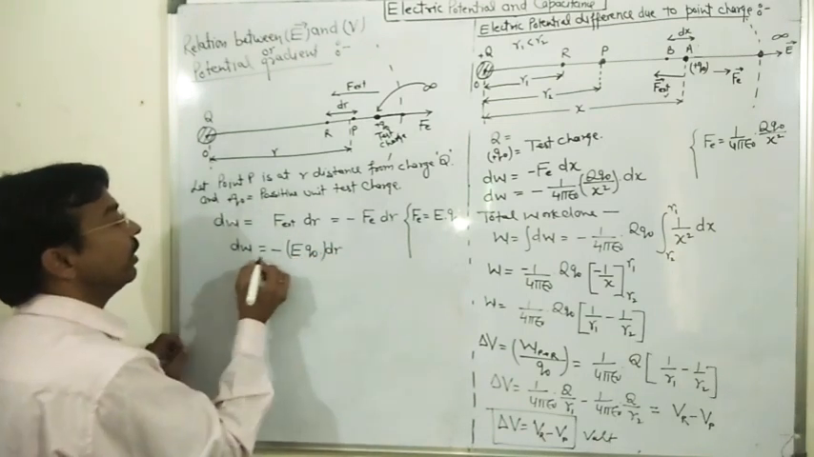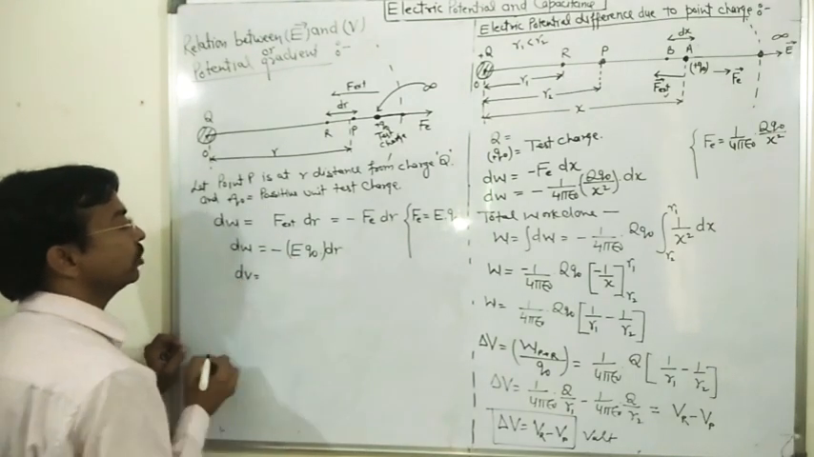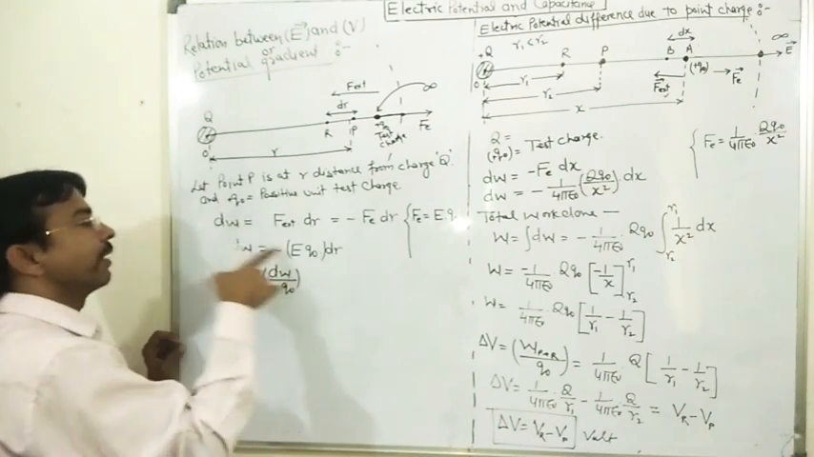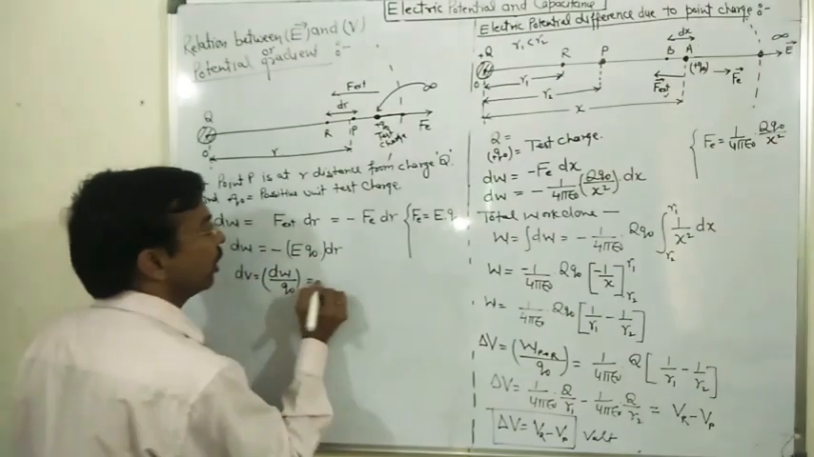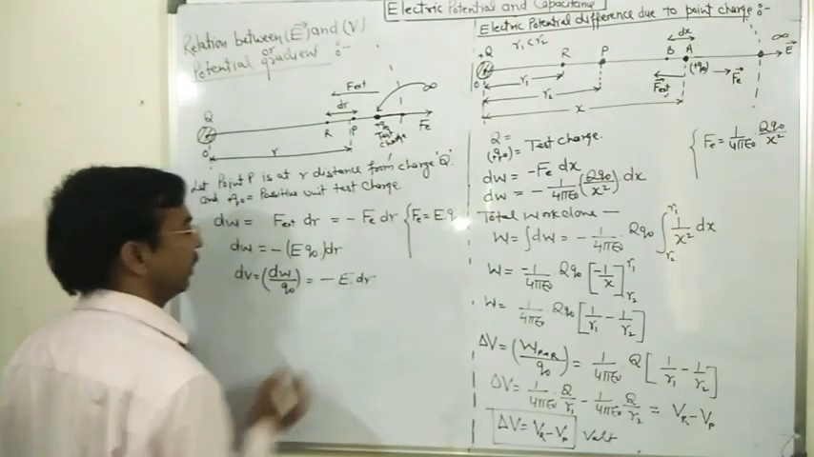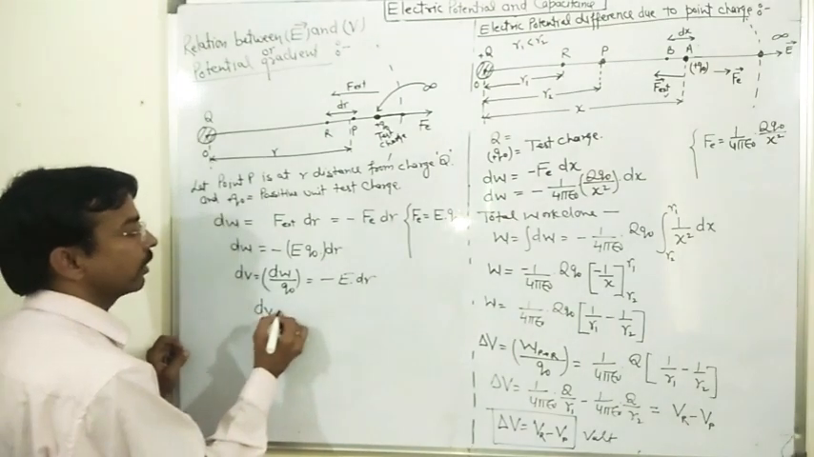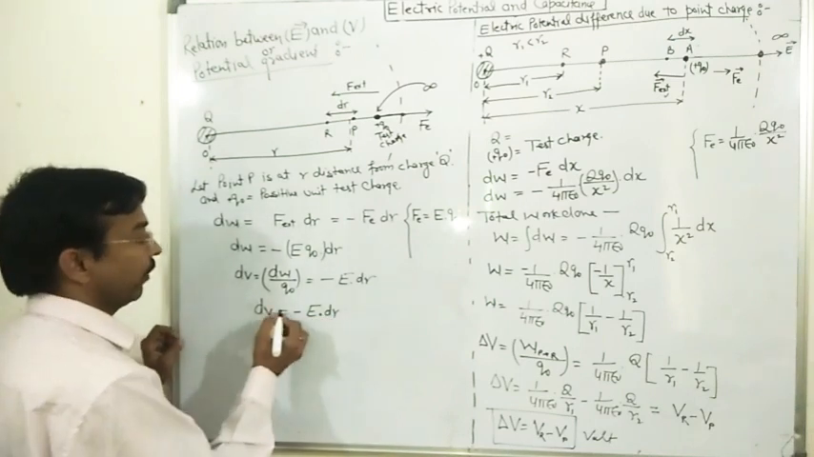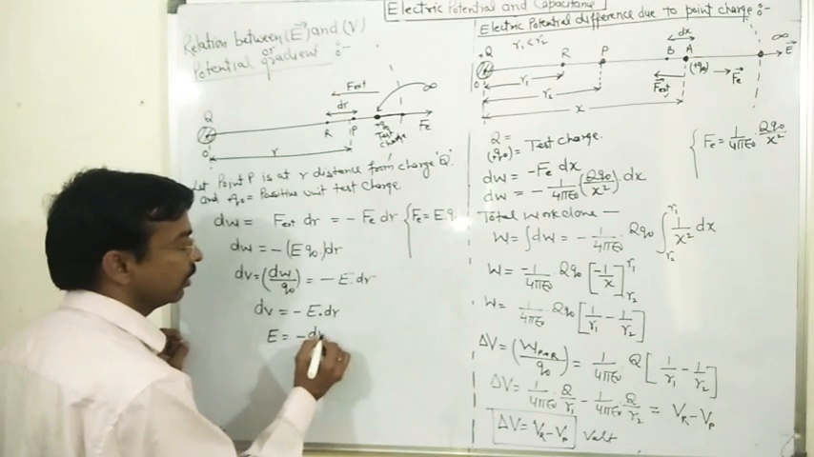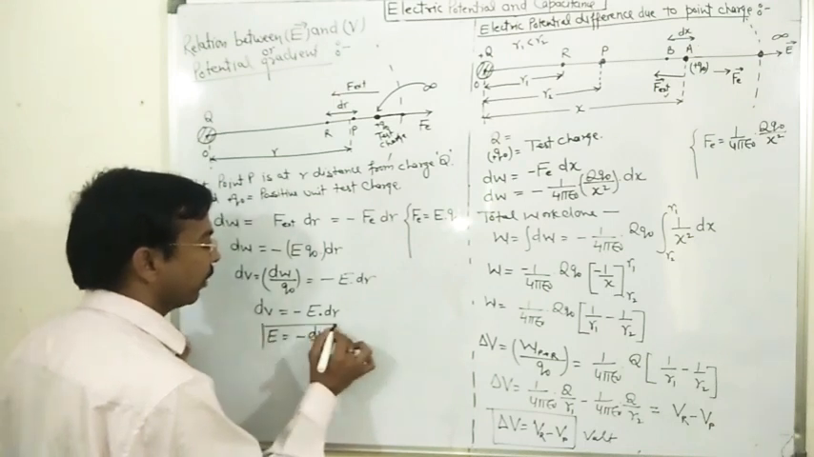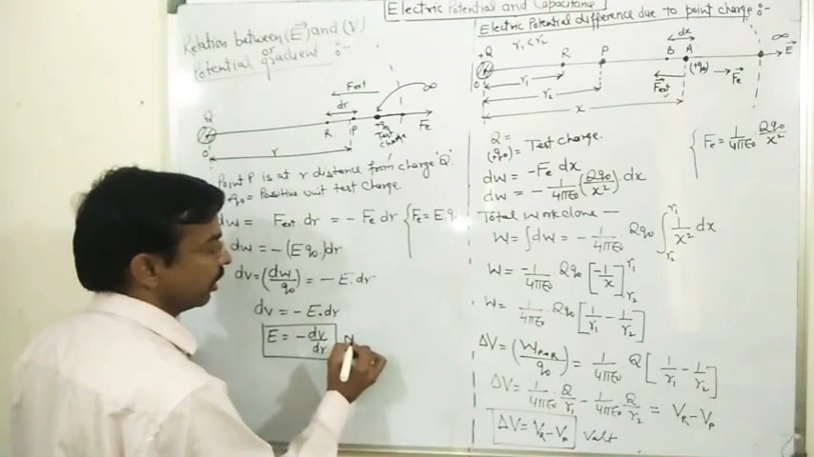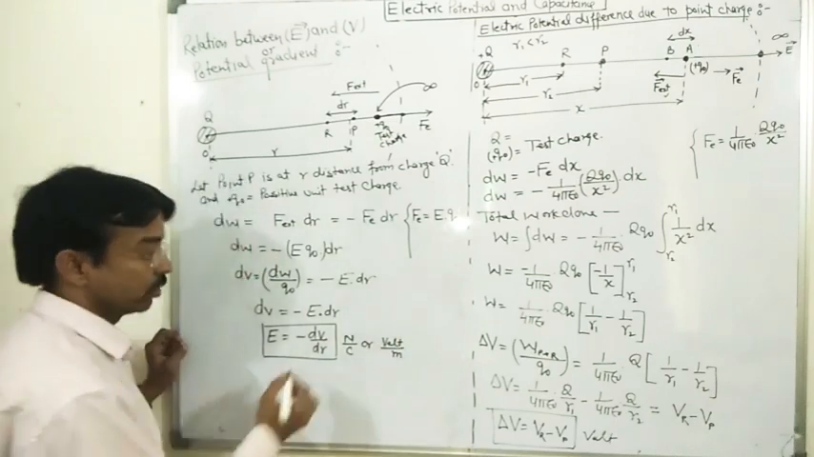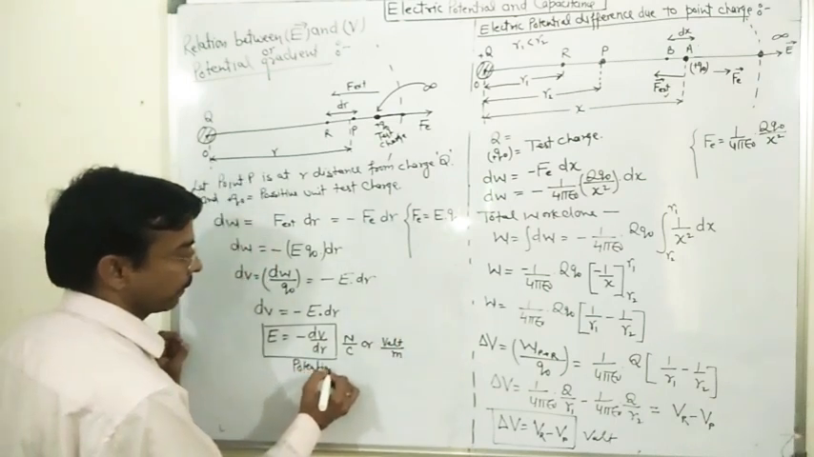Okay, and now you know what the potential is. It is the work done to bring a unit charge, that is, dW divided by Q naught, which becomes minus E into dr. So finally we get minus E into dr, and we can write E equals minus dV over dr. That relation is known as the potential gradient, in newton per coulomb or volt per meter.